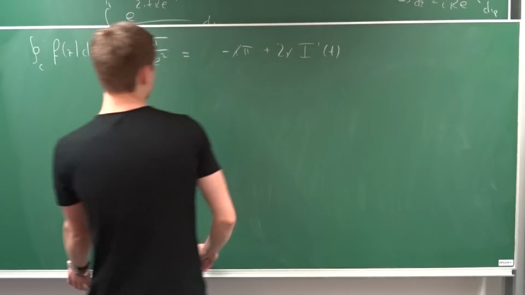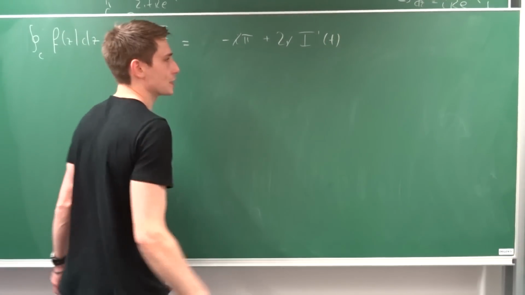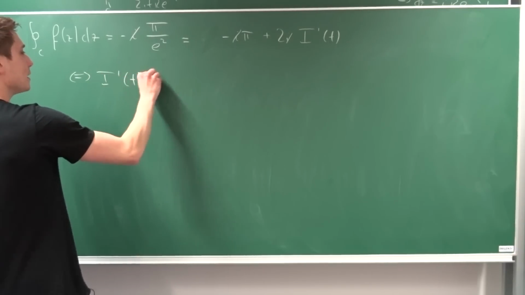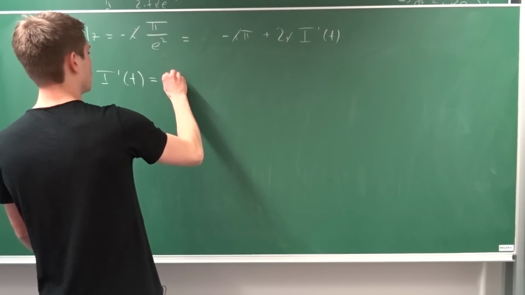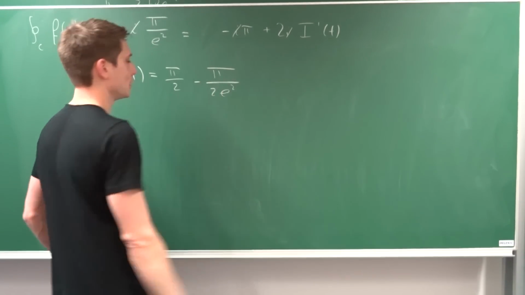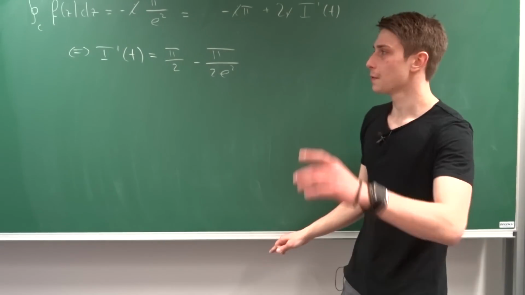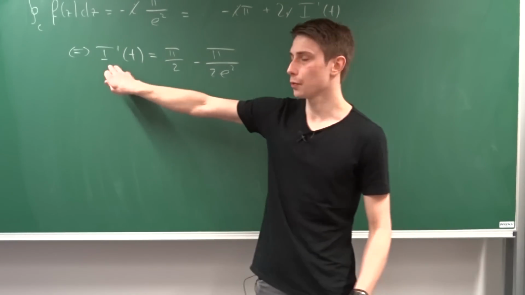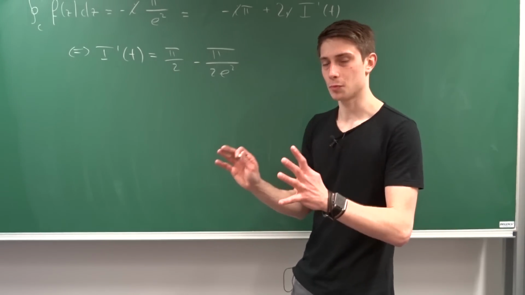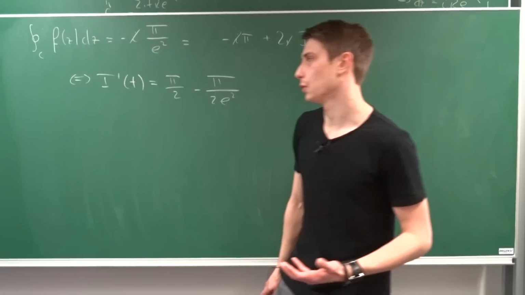So let's bring this to the other side and divide both sides by 2, and we are ending up with an expression for I prime of t. So I prime of t is now going to be equal to pi over 2 minus pi over 2 times e to the minus 2t, e squared. Okay, nice, but don't forget, we want to go back to our original I in terms of t, or it would be even better if we would just get our original integral, the solution to our integral.